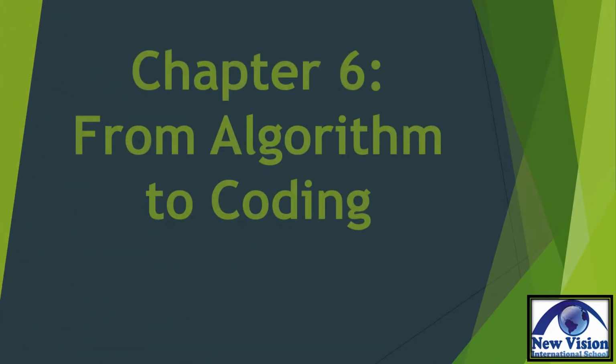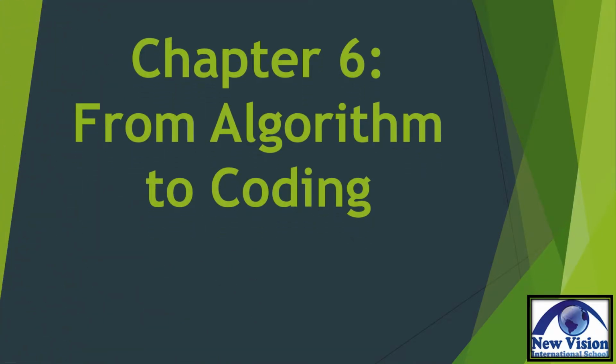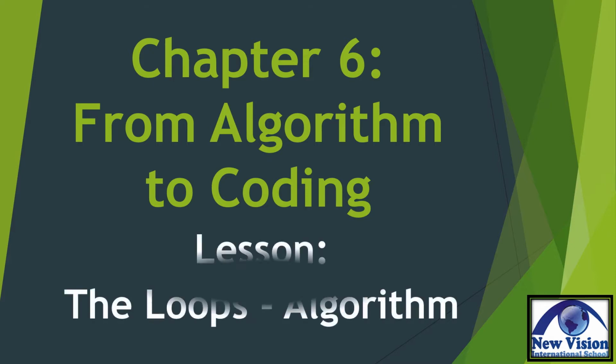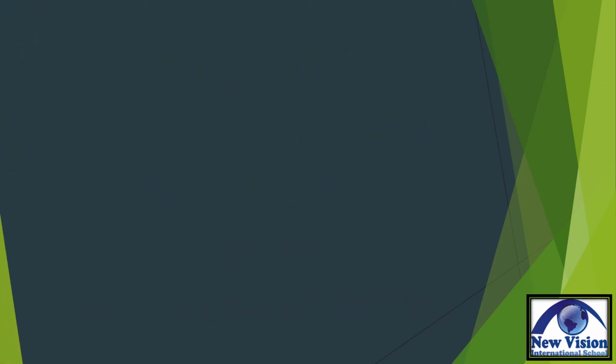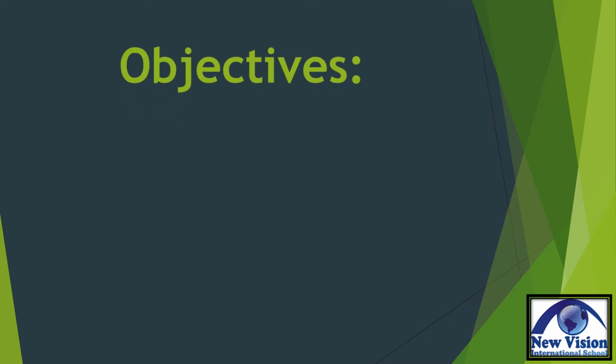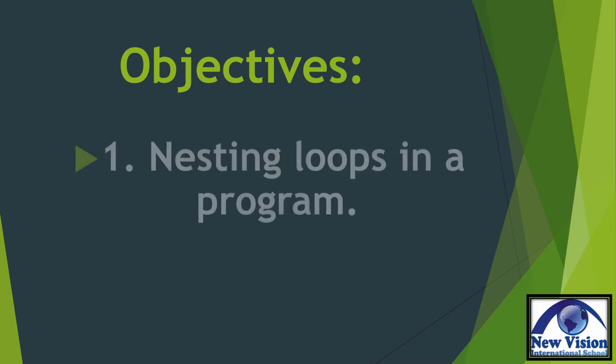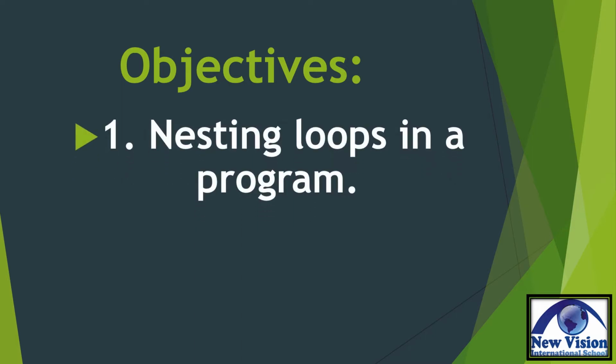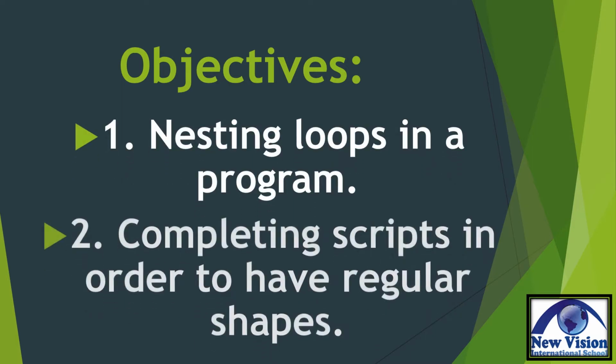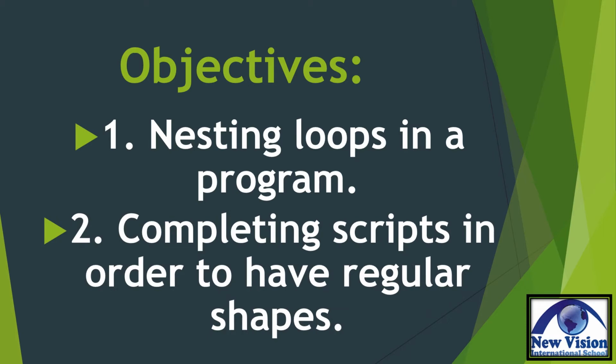Our today's lesson is under Chapter 6, From Algorithm to Coding. It is entitled The Loops and Algorithm. The objectives of our today's lesson are the following. Number 1. Nesting loops in a program. Number 2. Completing scripts in order to have regular shapes.